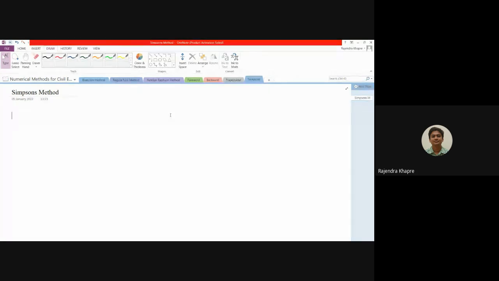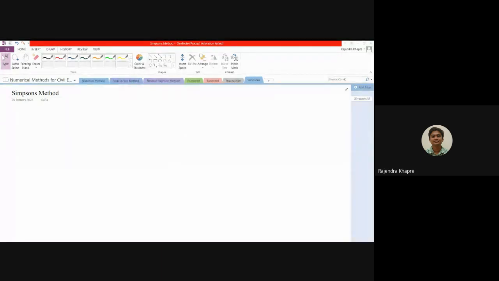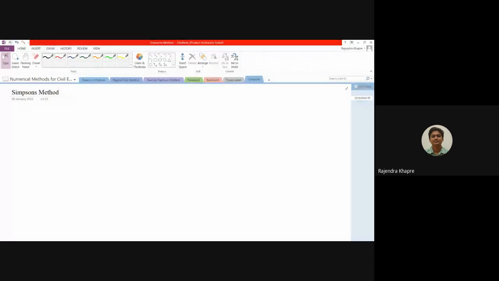So in the previous class, we started with the trapezoidal method for numerical integration, and today we are going to continue the same topic, but this time we'll be using an even better method, that is the Simpson's method. Okay. So let us continue.